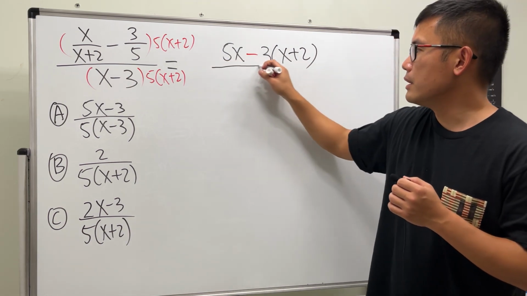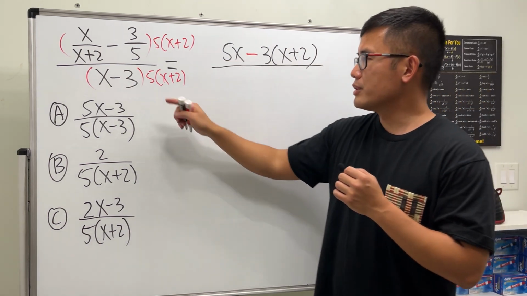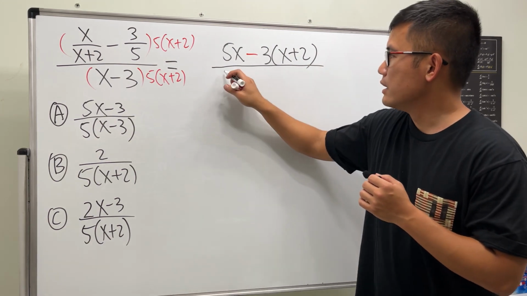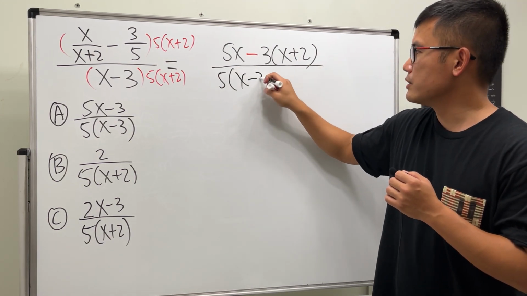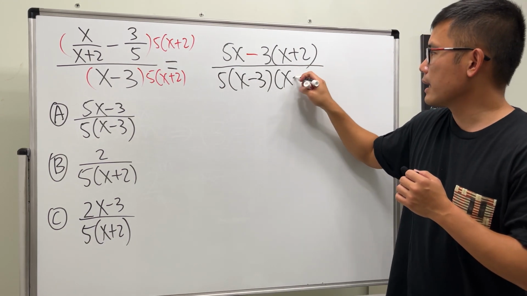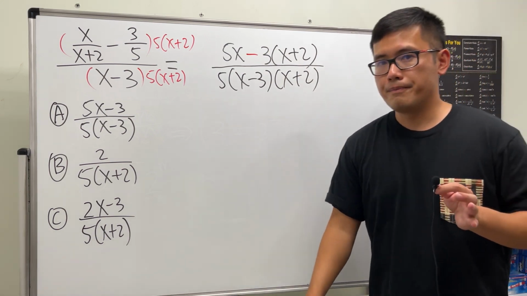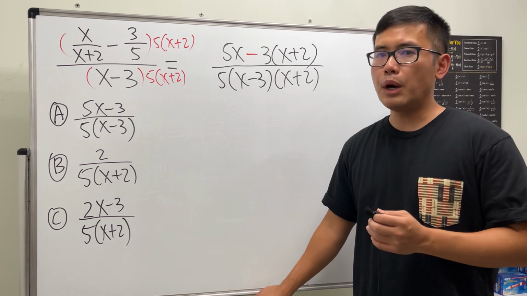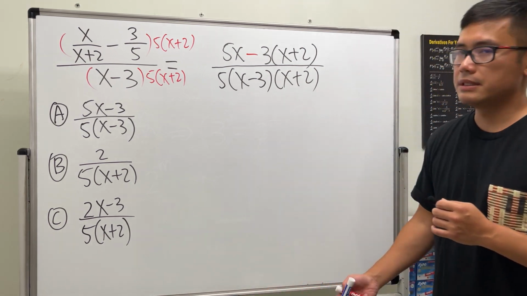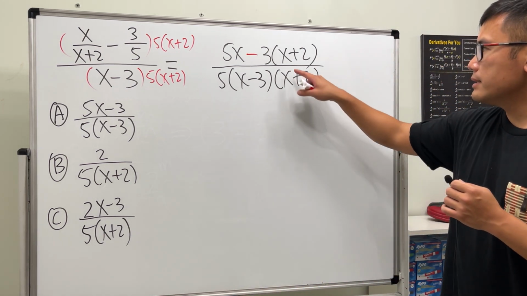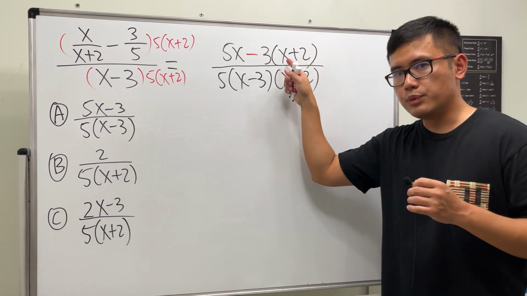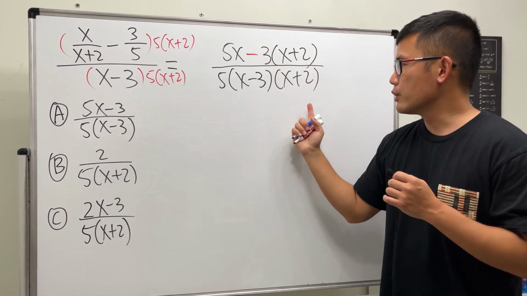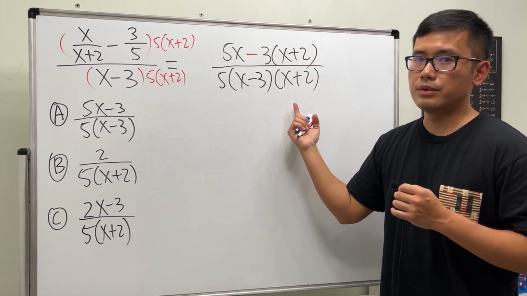And then for the bottom, I'm going to leave it. I'm just going to move the 5 to the front. So we have 5 and then x minus 3 and then x plus 2. Now, this is the place where I have seen a lot of students, including calculus students, make mistakes. Notice that on the top we do have this parentheses with the x plus 2, and on the bottom we also have the x plus 2 in the parentheses, right?